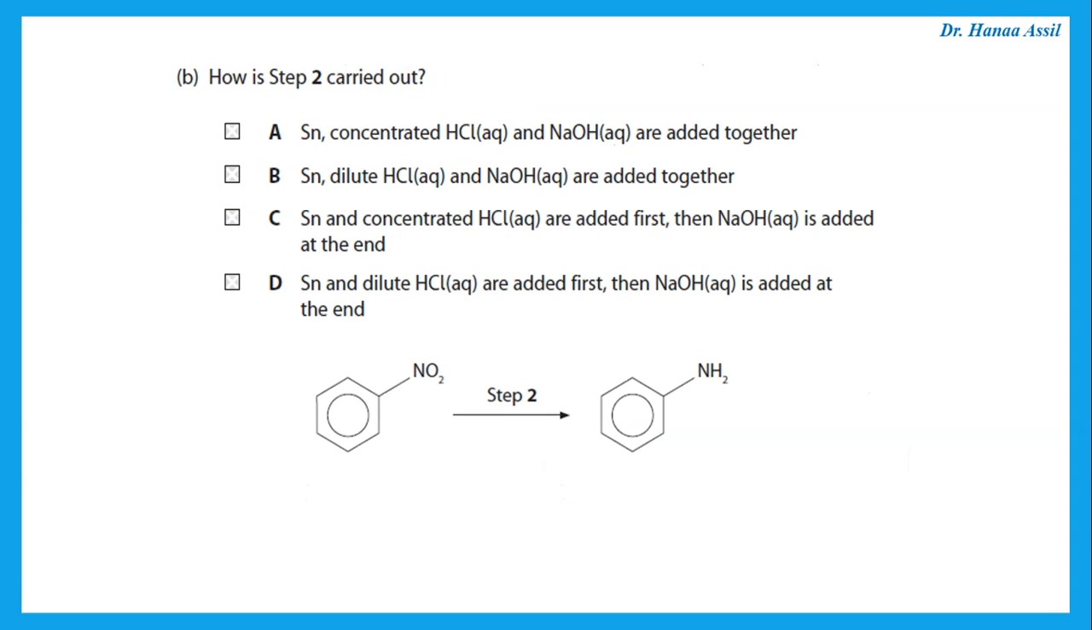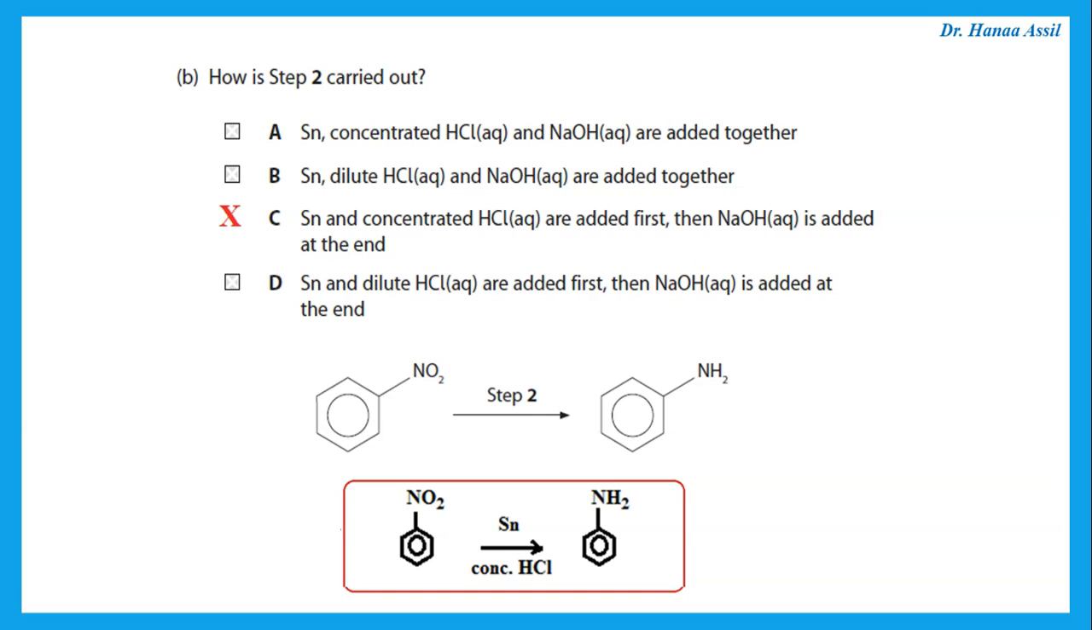How is step 2 carried out? This is step 2. We said nitrobenzene to phenylamine. We change the nitro group to NH2 by reacting with tin in the presence of concentrated HCl. Then sodium hydroxide is added at the end. Remember, it is tin and concentrated HCl.